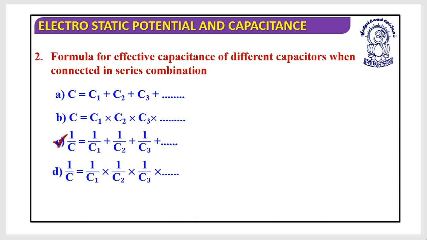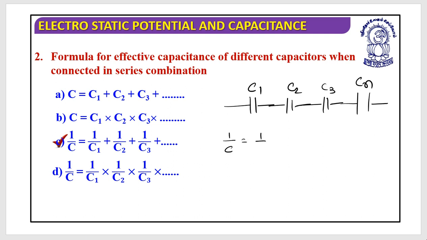One more. Let's have a look. Formula for effective capacitance of different capacitors when connected in series. This is C1, this is C2, this is C3, and this is Cn. So this 1 by C is equals to 1 by C1 plus 1 by C2 up to 1 by Cn, that we know. This would be the correct answer. So let's move to the next question quickly.